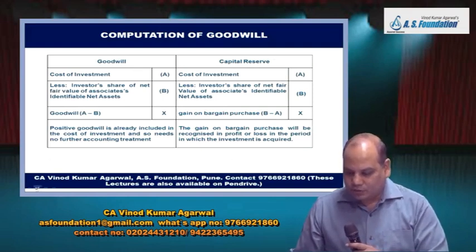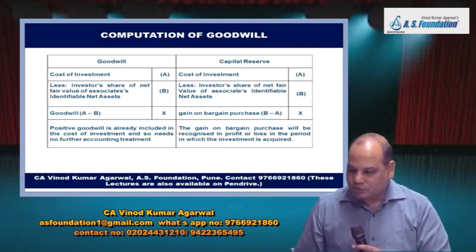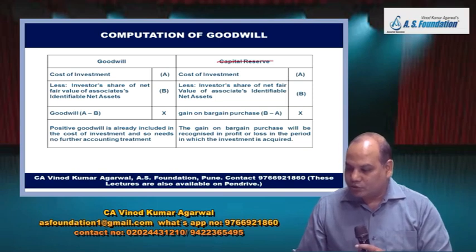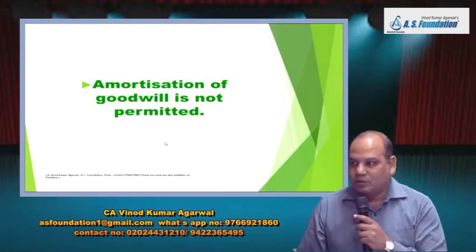So what is the formula? Once again, we'll just revise quickly. In case of goodwill, cost of investment will be compared with net asset. A is greater than B. Goodwill, positive goodwill is already included in the cost of investment and so needs no further accounting treatment. No disclosure also. In case the share in net asset is greater than the cost of investment, it is gain on bargain purchase. Gain on bargain purchase will be recognized in profit and loss in the period in which the investment is acquired.